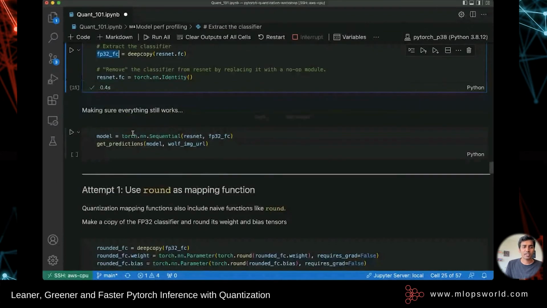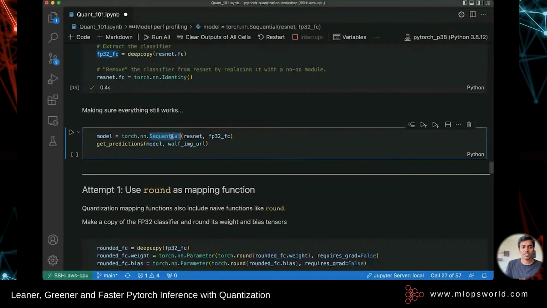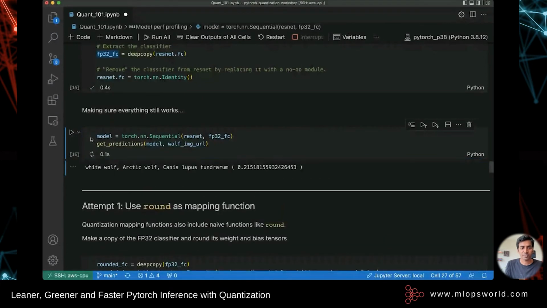And just to make sure that everything is still working, sequential basically wraps two modules in a sequential order. And this should give us the same value as before, which it does.